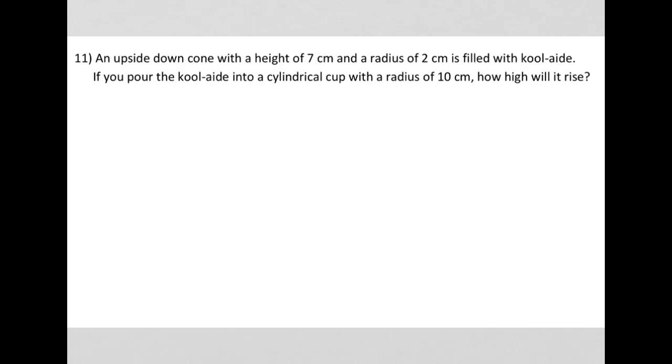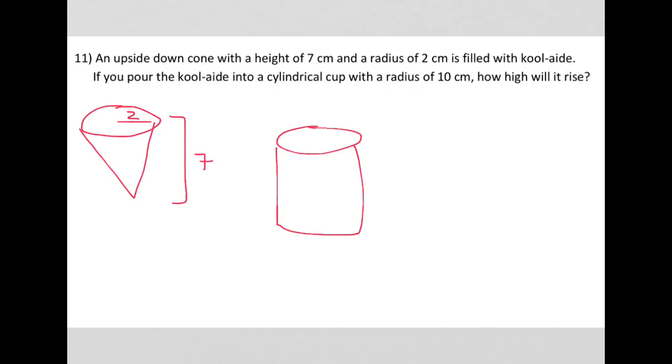Alright, problem number 11, an upside down cone. So let's, again, I always like to visualize this. An upside down cone with a height of 7 and a radius of 2 is filled with Kool-Aid. If you pour the Kool-Aid into a cylindrical cup with a radius of 10, we want to know how high will it rise.